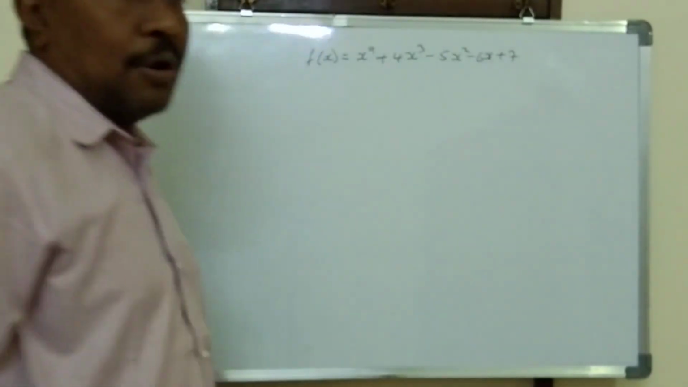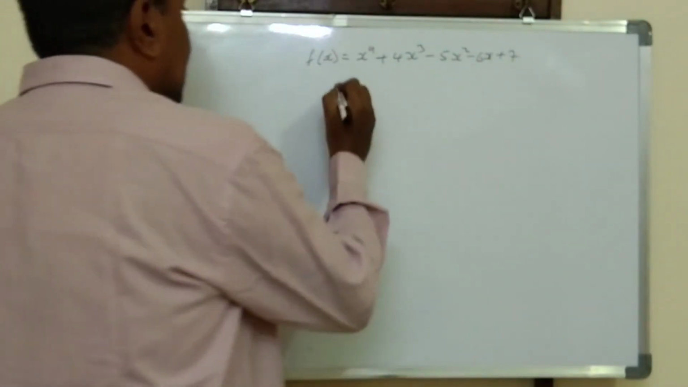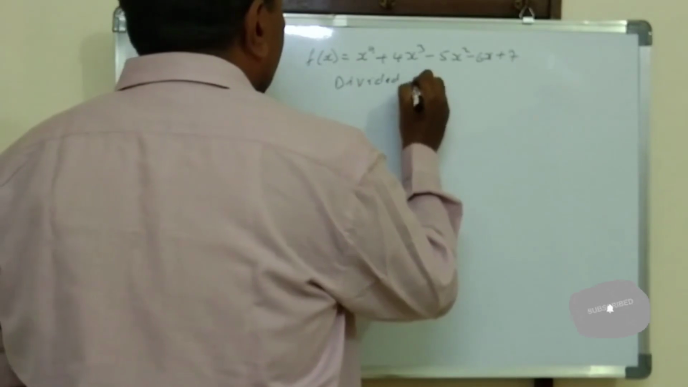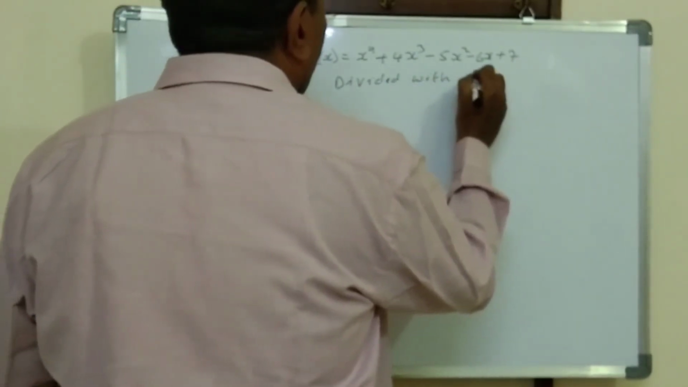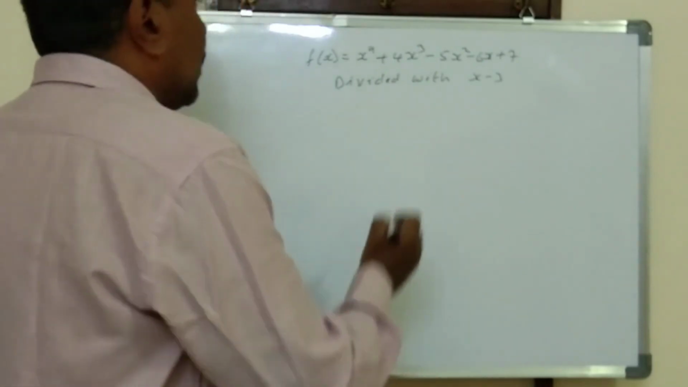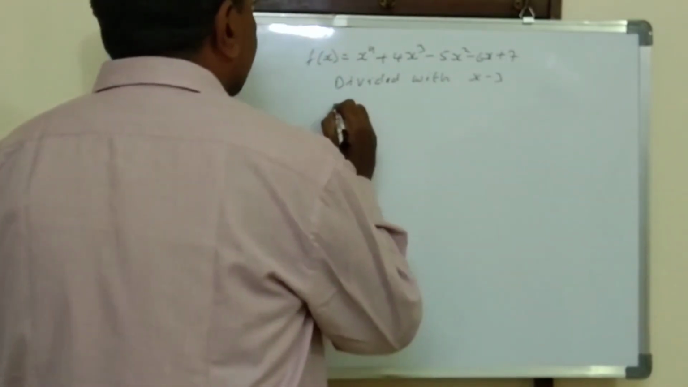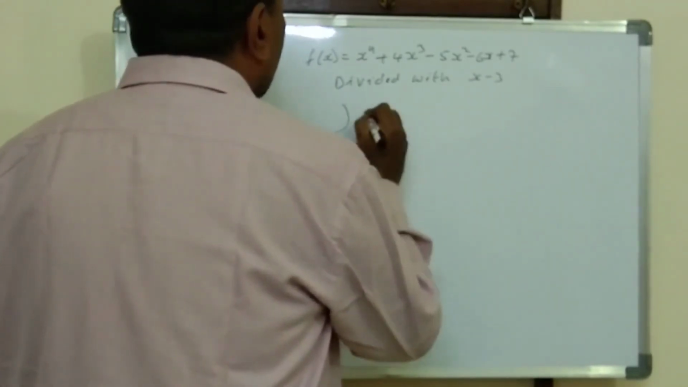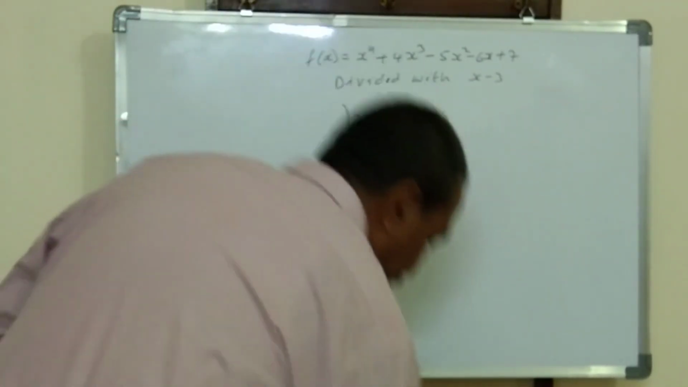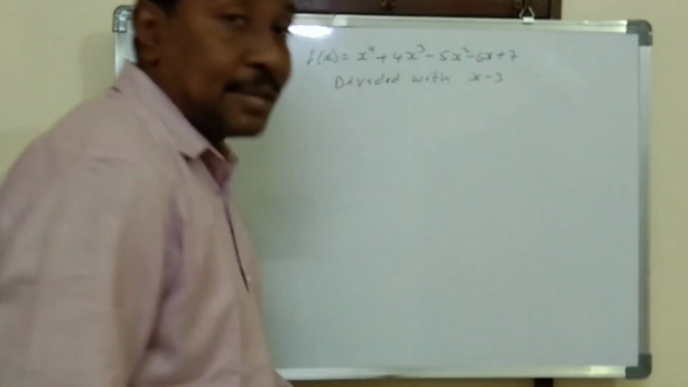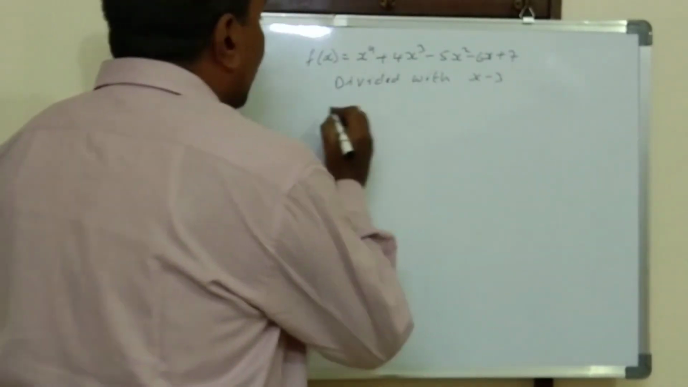So this is a polynomial which is divided with x minus 3. What is the remainder? First of all, I have to use the remainder theorem. I am not doing actual division.